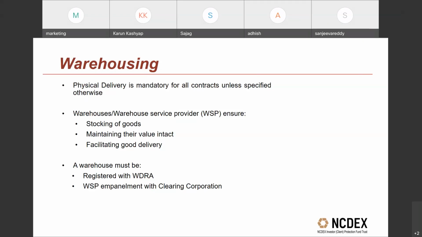Means the seller has given the goods, so if the buyer has any dispute, first he will raise the issue with the WSP. So first liability rests with the WSP for quantity and quality. There are two criteria for a warehouse. The warehouse accredited on the exchange platform must be a WDRA approved warehouse. And the second thing is that the warehousing service provider or the warehousing company is already empaneled with the clearing corporation.